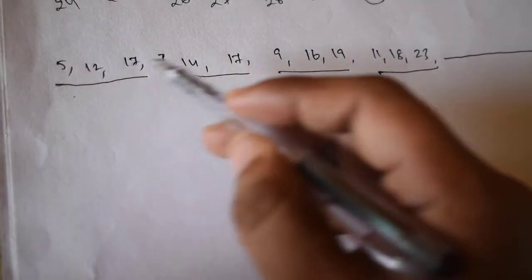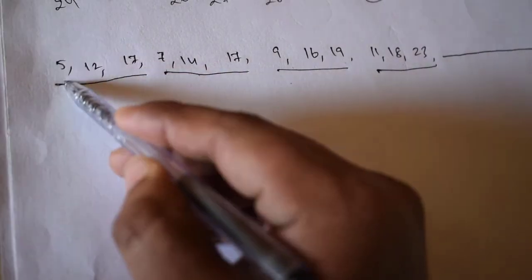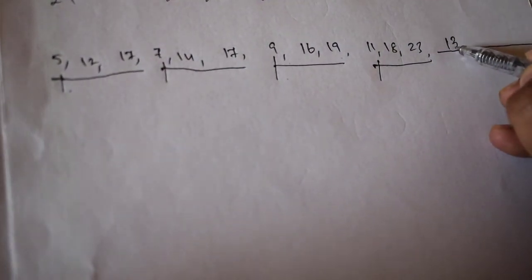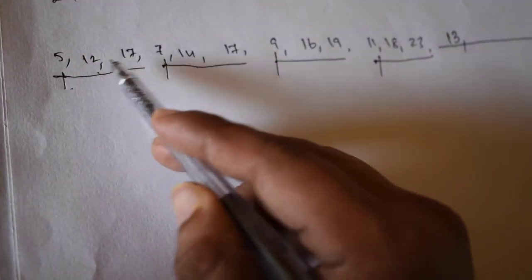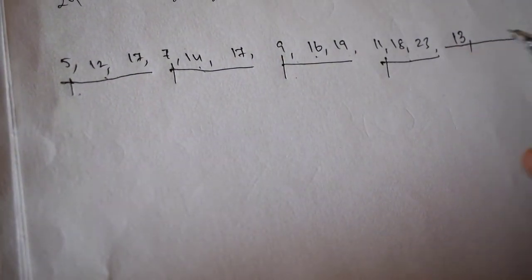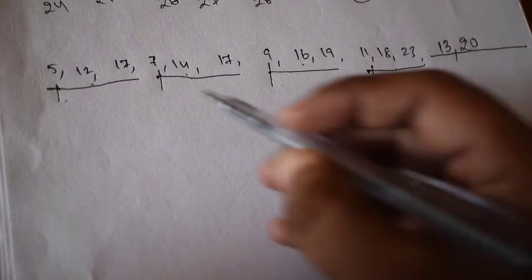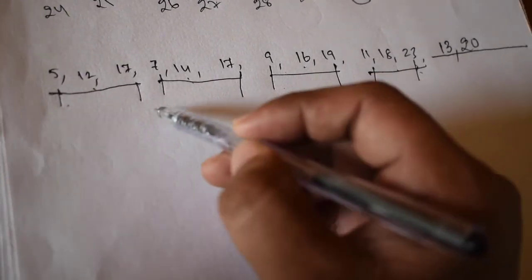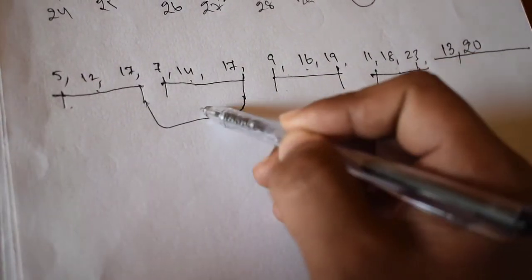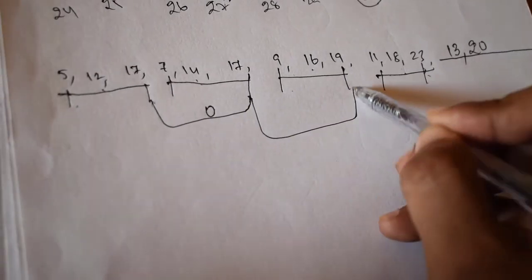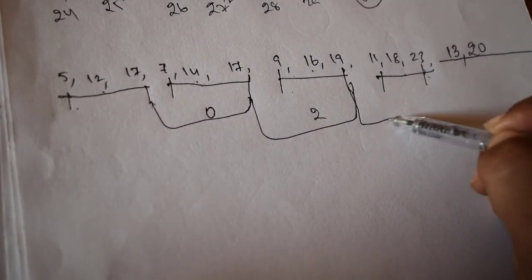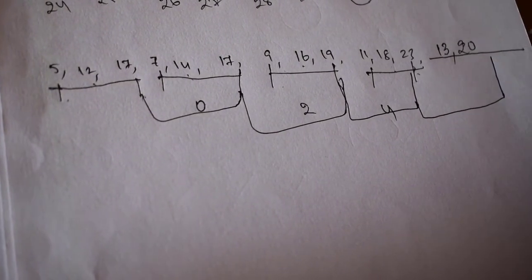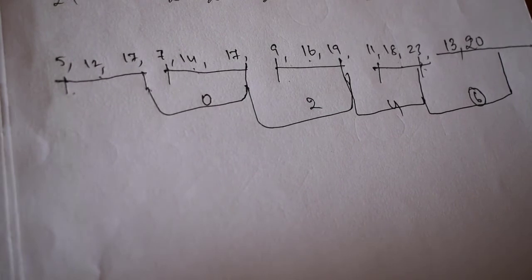Let us see the first number of every 3 sets. 5, 7, 9, 11. So the next term would be 13. 12, 14, 16, 18. So the next term will be 20. 17, 17, 19, 23. Let us see the difference between these. Here the difference between these two is 0. And from here it is 2. And here it is 4. So here the difference should be 6. Let us see if this is 6 or 8.